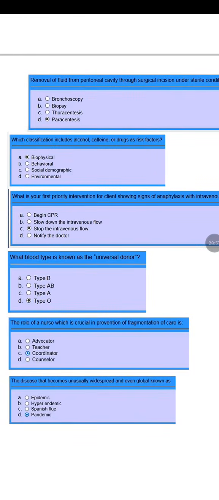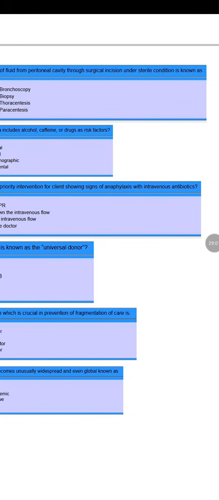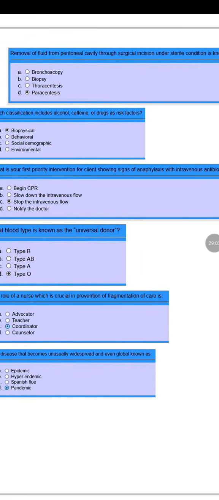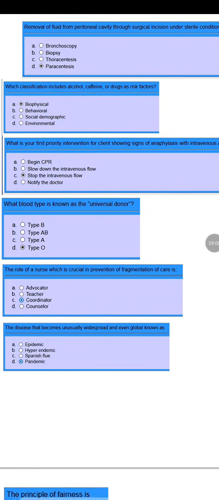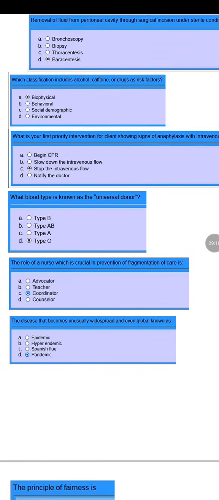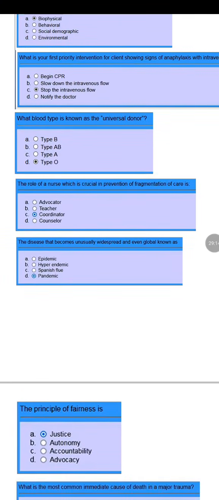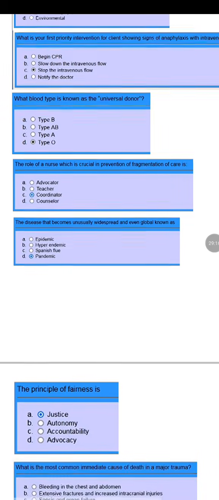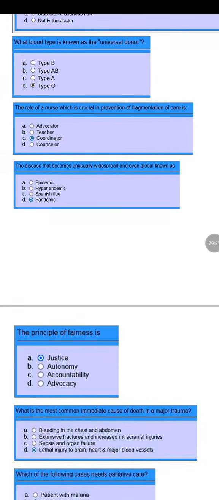Removal of fluid from periodic cavities through the spine by surgical incision under sterile condition is known as persistence. Which classification includes alcohol: behavioral. Which you first: stop intravenous. Universal dosing is type O. The role of the nurse in serial preventive fragmentation of care.